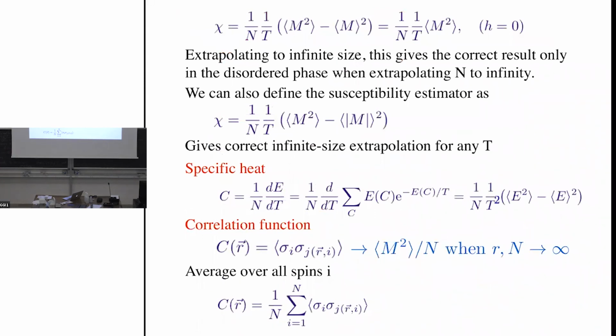There are some subtleties here that let's not discuss, but basically the susceptibility is the magnetization fluctuations. And here M is actually the total magnetization, not divided by N. And the specific heat will be the energy fluctuation, right, with some factors in front. And we can compute correlation functions. Of course, those are really interesting when we want to compare with some CFT predictions.